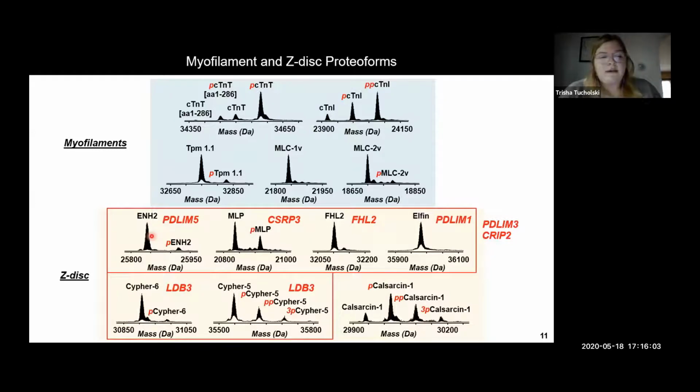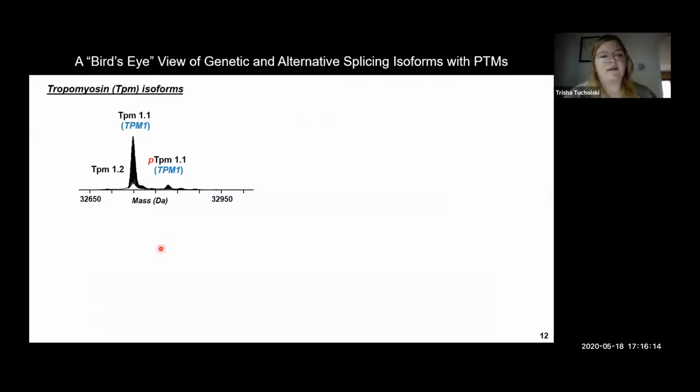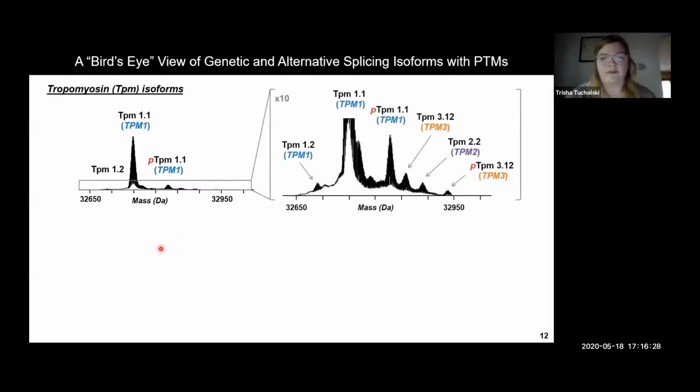So now that we're able to detect these proteoforms, we can also measure their abundance relative to each other between different samples. I just want to go into this a little bit further, to tell you about how we can use top-down proteomics in this top-down overview of our samples to look at genetic and alternative splicing isoforms together with post-translational modifications, which is actually a big difference between this top-down method and the conventionally used bottom-up proteomics that people might be more familiar with.